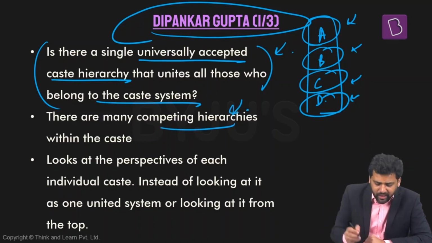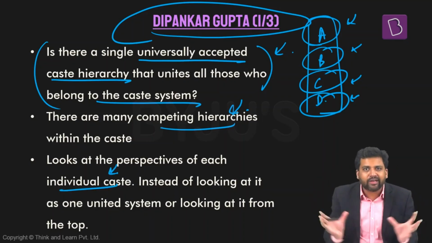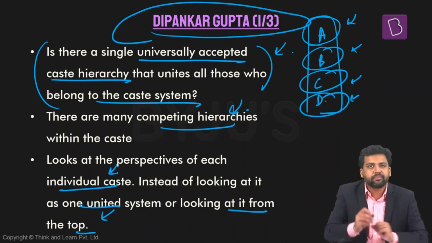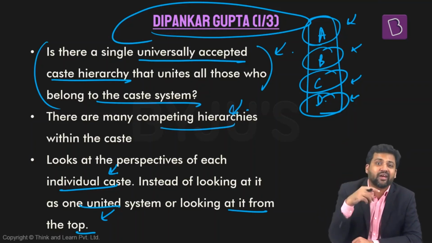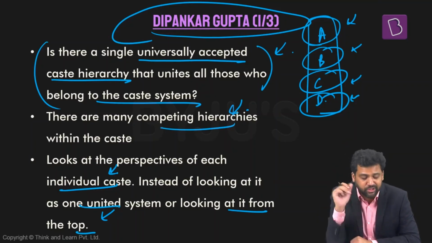What he's trying to do is he's looking at individual castes. He's not looking at the whole, or he's not looking at the entire thing from the top. He's looking at each individual caste and he tries to understand the perspective of each individual caste. How does it feel? Does it think that the other castes are superior to it? Or does it think that it is superior? Right? He tries to look at those dimensions. And he comes up with different examples.